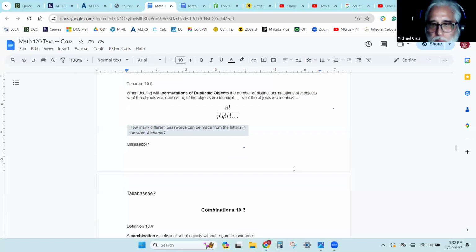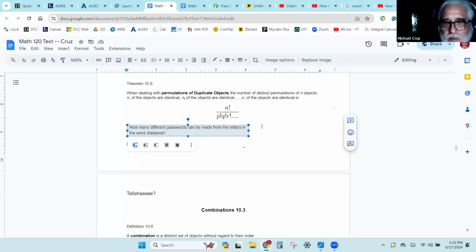So, permutations of duplicate objects. Essentially, what we've got to do is just divide out the ones that are duplicates. And like I said, there's no key for it on the calculator. No calculator I know of, but I'll show you the way I handle it.